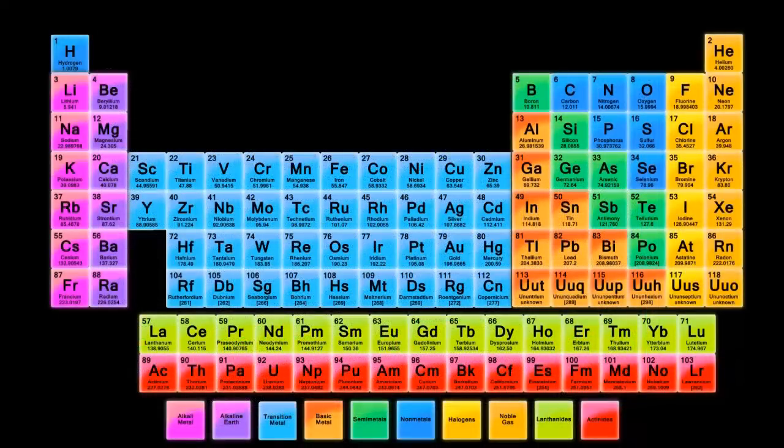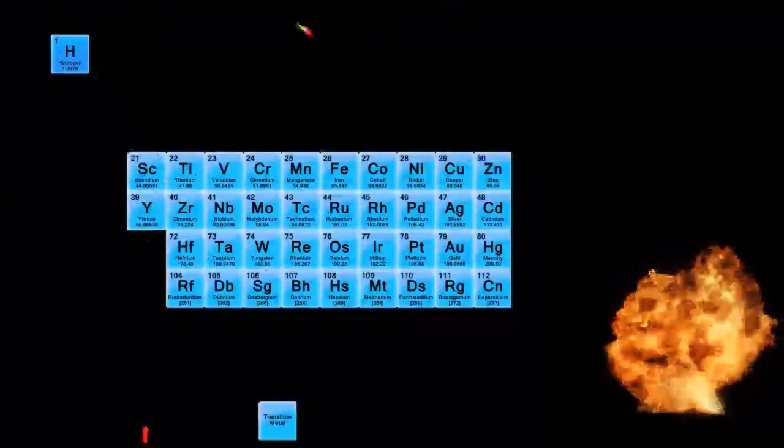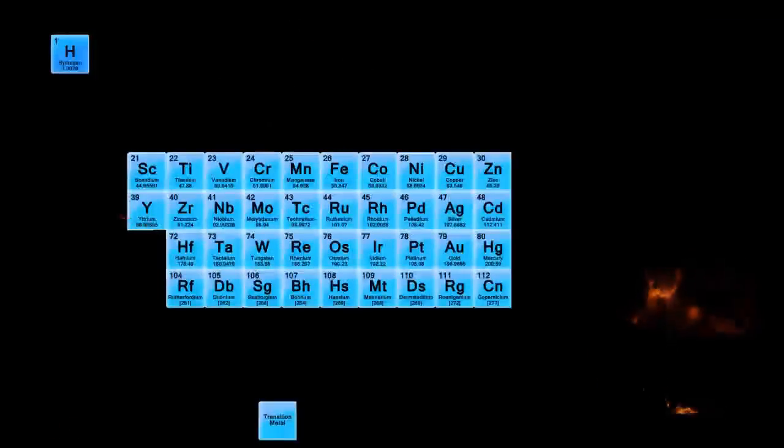This is the periodic table. The majority of catalysts contain transition metals, but the most common catalyst of all is just hydrogen. But how exactly do catalysts work?